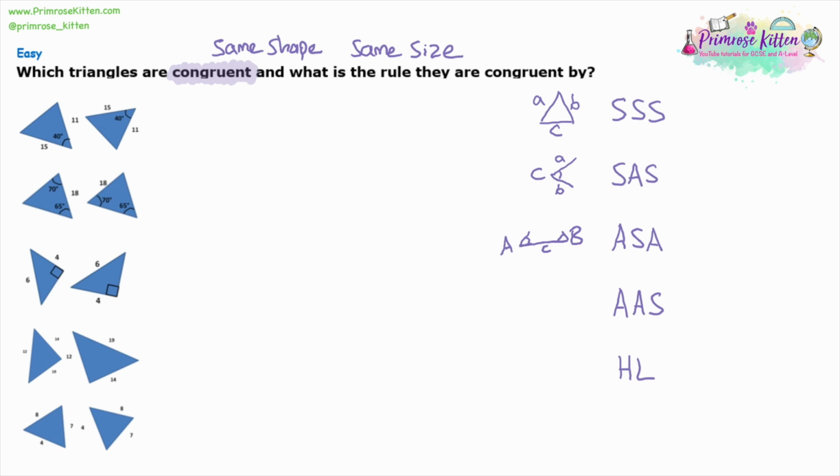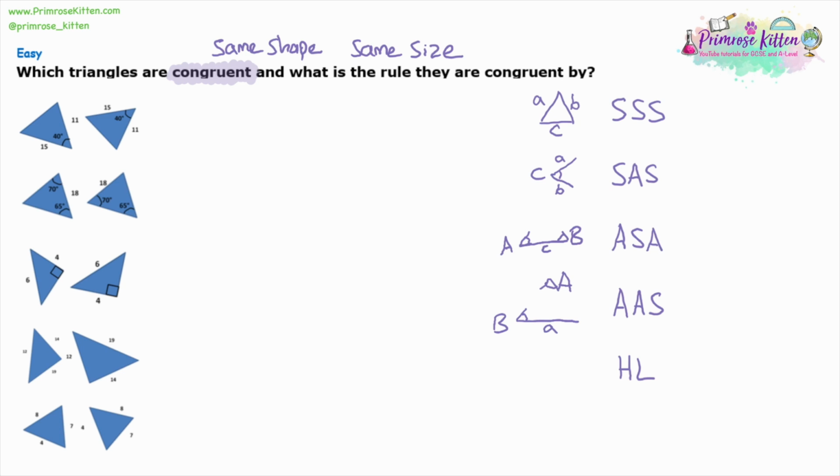Then we have AAS, so S stands for the side, but it's angle, angle, side. So we have an angle, we have another angle, and then we have a side attached to it. So we could label these angle A, angle B, and side, call this little a, because you tend to give opposite sides and angles the same letter, capital for an angle and lowercase for a length.